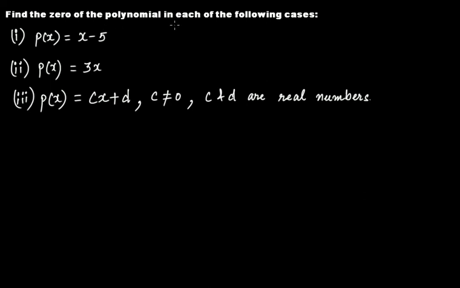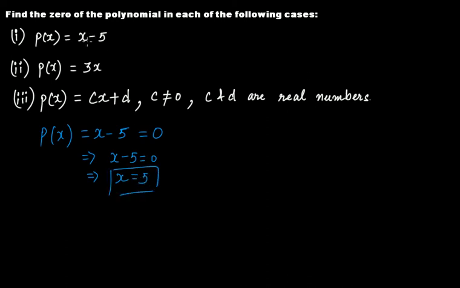Find the zero of the polynomial in each of the following cases. Now, in this case, you have to actually find zeros. So first is p(x) = x minus 5. We know that whenever we have to find the zeros or roots, we actually equate this polynomial to 0. Now you have x minus 5 equal to 0. It means that x is equal to 5. It means that at the place of x, if you put 5, you'll get 0. And you can check, 5 minus 5 is 0.